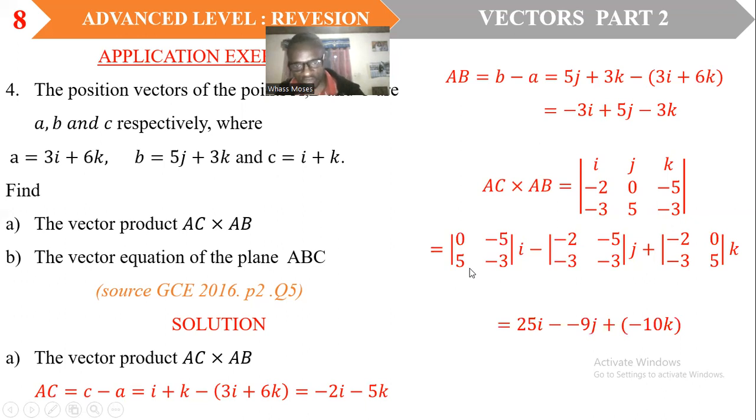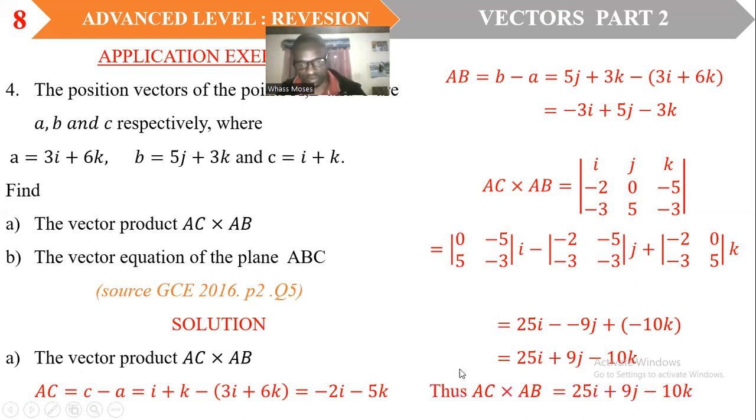So this simplifies to 0 minus -25, which is 25, 6 minus 15, which is -9, and this negative makes minus -9j, plus -10 minus 0, which is -10k, giving us 25i plus 9j minus 10k. Thus, the cross product of AC and AB is 25i plus 9j minus 10k.